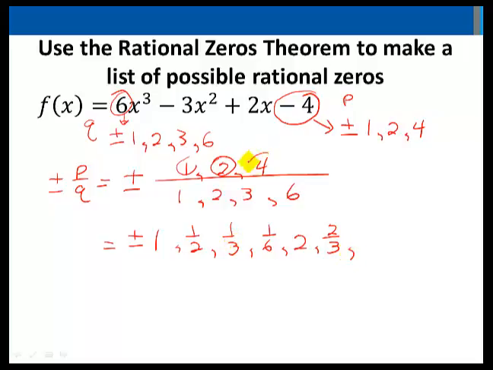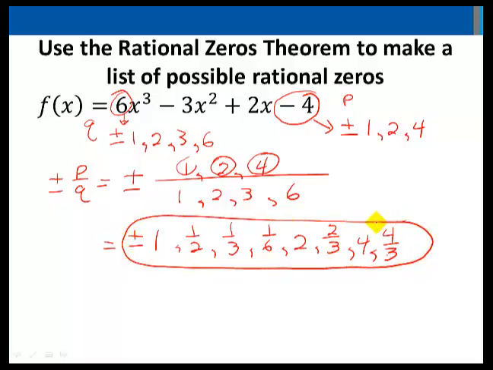Then moving on to 4 in the numerator. 4 over 1 is 4. 4 over 2 is 2, which we already have. 4 over 3 is 4 thirds. And 4 over 6 is 2 thirds, which we already have. So these are all the possible rational zeros of the polynomial f of x.